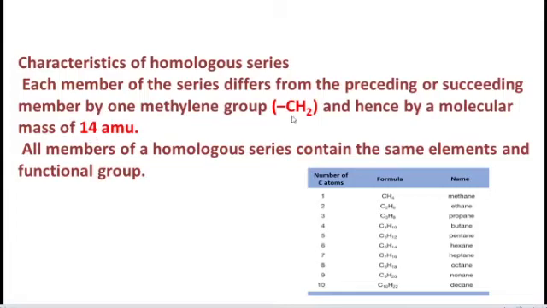14 AMU, that is carbon mass is 12, 2 hydrogen mass is 2 ones are 2, so 12 plus 2 totally 14, so its molecular mass is 14 AMU. So first carbon compound, methane, ethane, propane, butane, pentane, hexane, heptane, octane, nonane and decane.